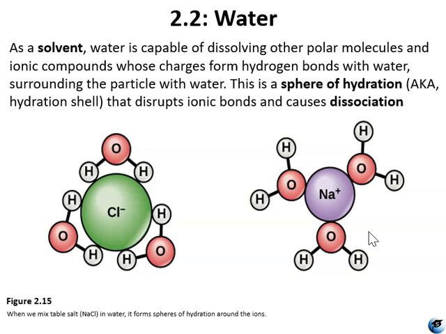Water is a solvent, which means that it's capable of dissolving other polar molecules and ionic compounds that form hydrogen bonds with water. This results in what is called a sphere of hydration. That is, it's a three-dimensional sphere of water molecules that surround a solute. This is called a hydration shell, and this disrupts its ionic bonds and causes dissociation. Essentially, water surrounds ionic particles, breaks their bonds, and keeps them separated from one another.